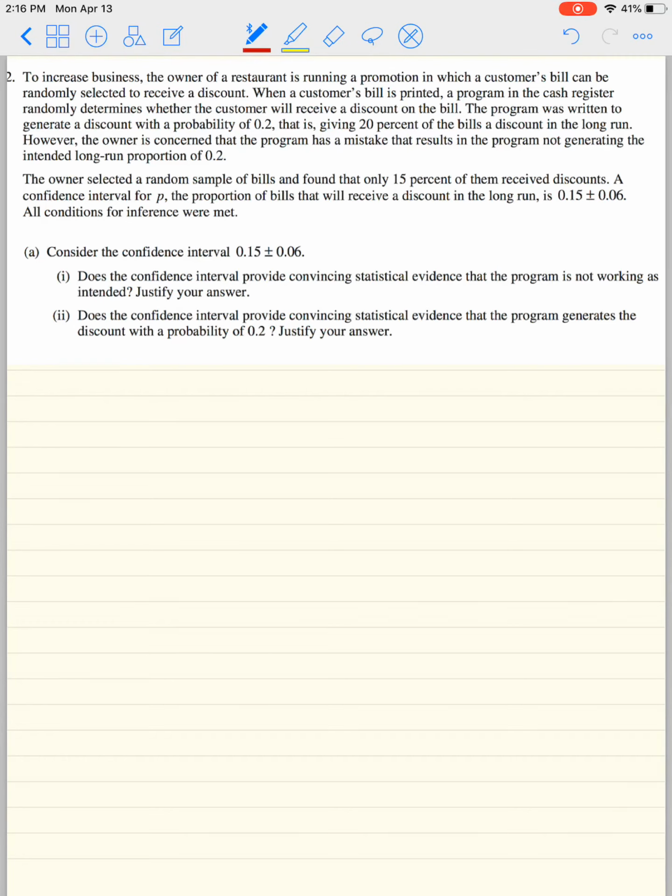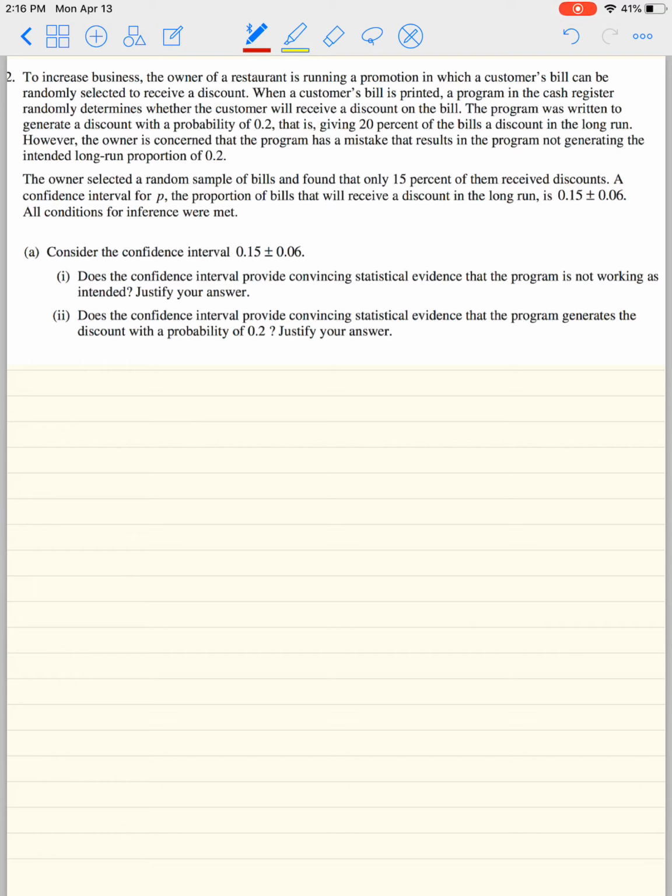Hey guys, I'm going to do the 2015 number 2, and let's just talk about it. To increase business, the owner of a restaurant is running a promotion in which customer bills can be randomly selected to receive a discount. When a customer's bill is printed, a program in the cash register randomly determines whether the customer will receive a discount on the bill. The program was written to generate a discount with a probability of 0.2. That is, given 20% of the bills, a discount in the long run.